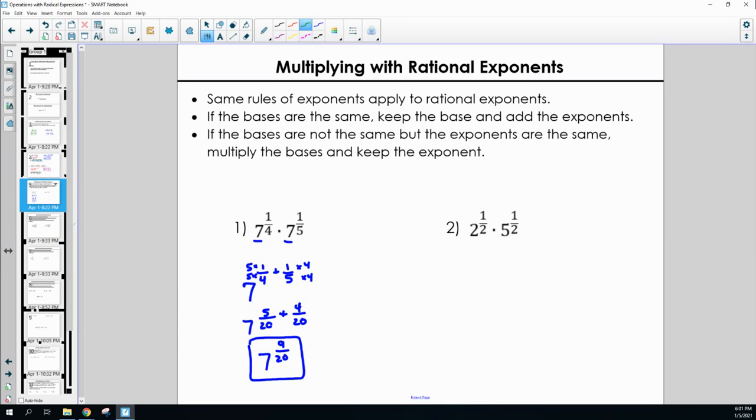In the second example, we don't have the same base. The 2 and the 5 are not the same, but the exponents are the same. So here the exponents are both 1/2. So when the exponents are the same, we can multiply the bases, so 2 times 5, and keep the exponent. So 2 times 5 is going to give us 10. So this is going to be 10 to the 1/2.